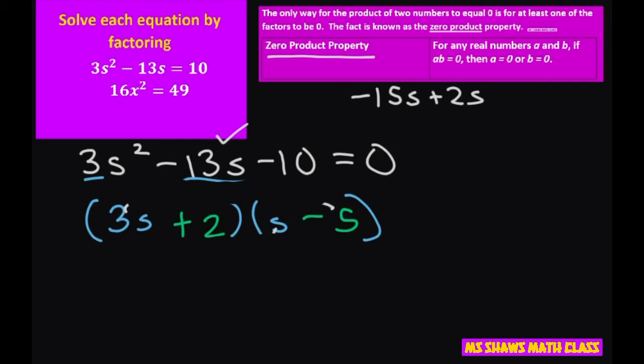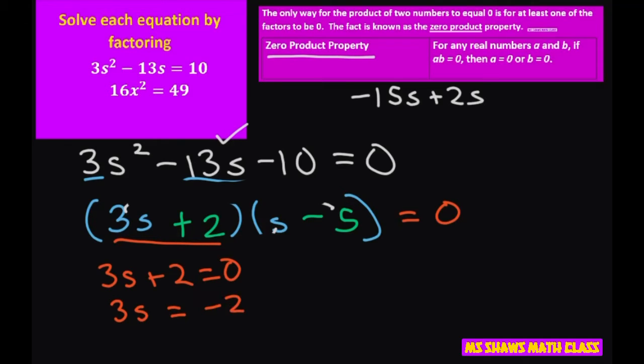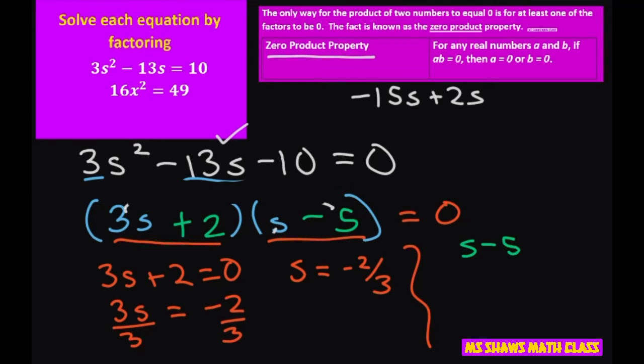So it wasn't too bad. Now you're going to use the zero product property. You use each of these binomials and set them to 0. So subtract 2 from both sides. Divide both sides by 3. So we have s equals negative 2/3. Now for this one, let's set that equal to 0. So s equals 5 when you add 5 to both sides.